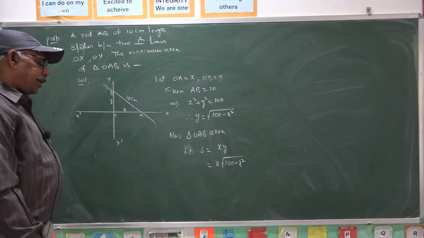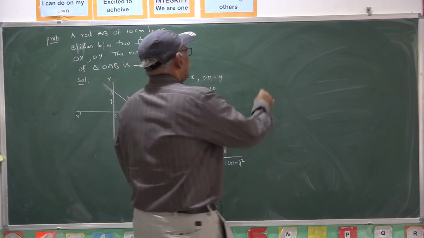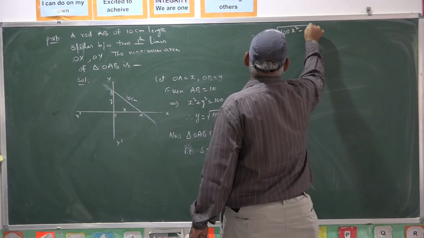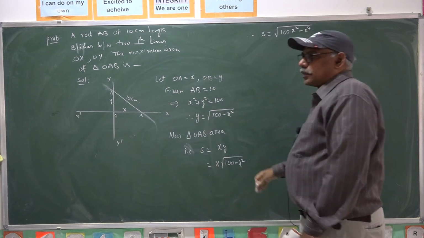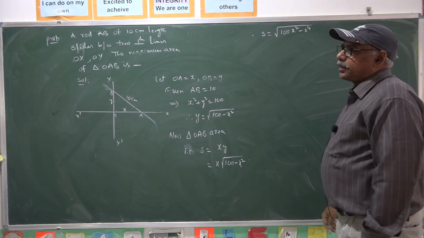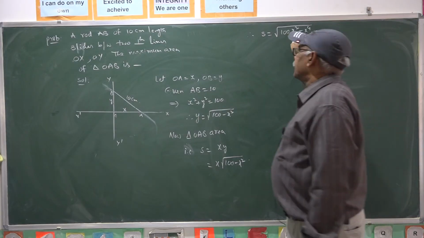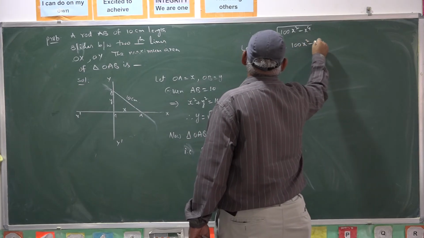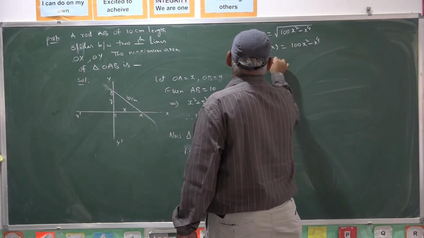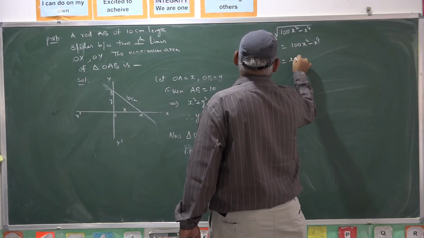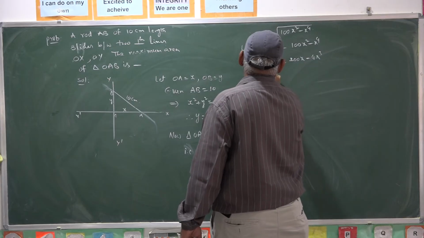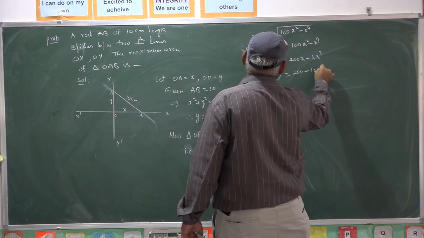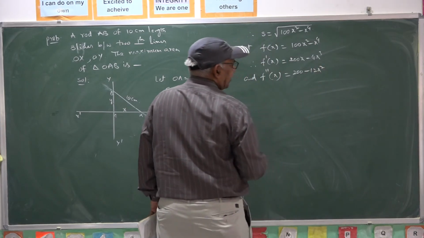So, the area may be written in terms of a single variable x. Therefore, S is square root of 100 x square minus x power 4. I am taking x inside the root. Now, you have to maximize S. To maximize S, maximize this function. So, let f of x equal 100 x square minus x power 4. f dash x is 200x minus 4x cube. f double dash x is 200 minus 12x square.